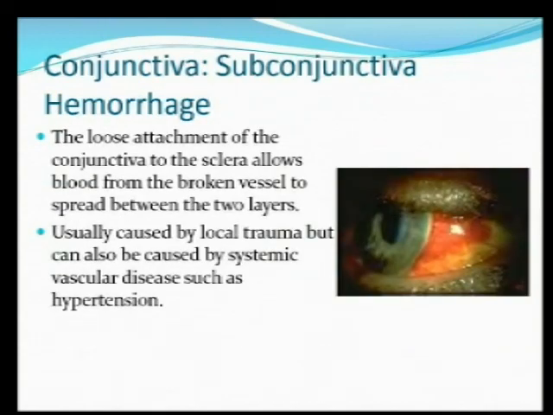Okay, the next one is a subconjunctival hemorrhage. This is the one that gets the patients really excited. The bulbar conjunctiva is very loosely attached to the underlying sclera. You can actually take your lid margin and press on the bulbar conjunctiva and move the conjunctiva up and down. That's actually one of the ways you can sometimes figure out if the blood vessel you're looking at is a conjunctival vessel or an underlying scleral vessel. The conjunctival vessels you can move around.